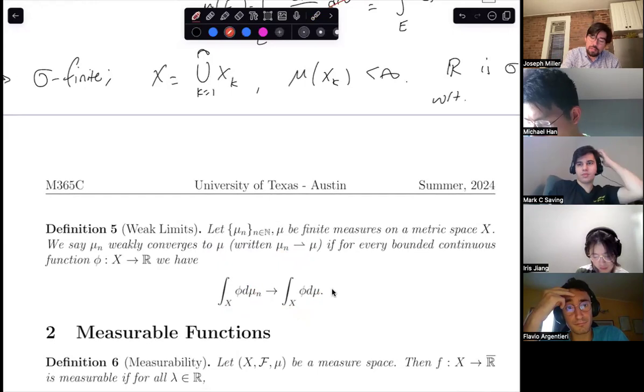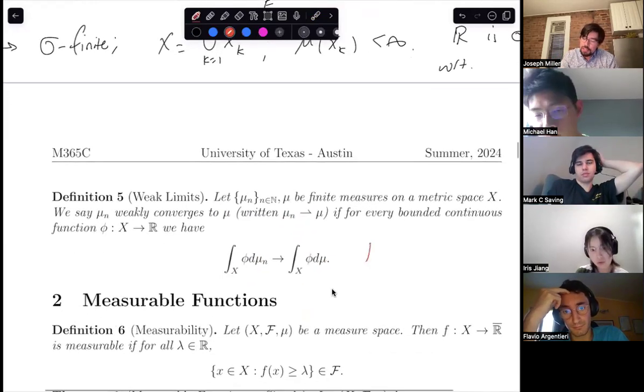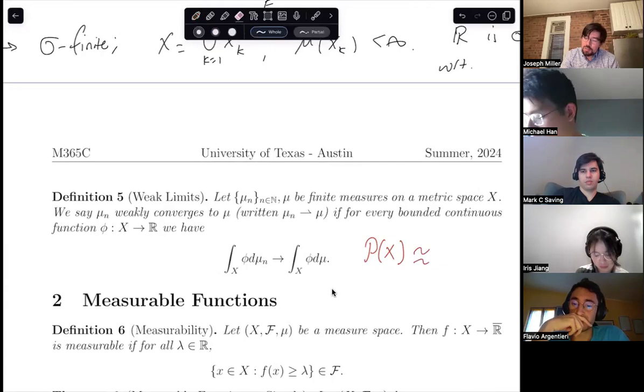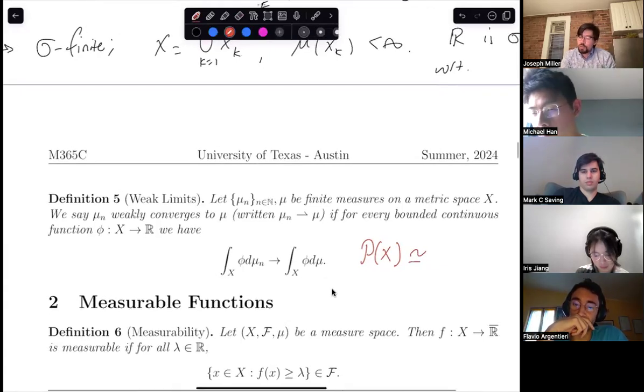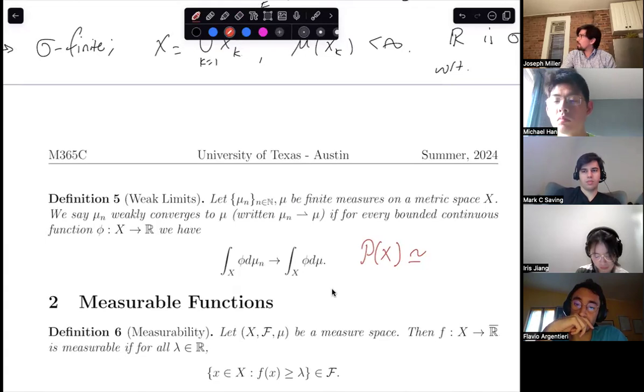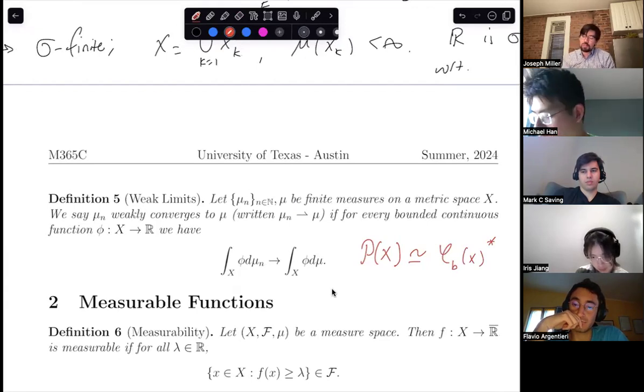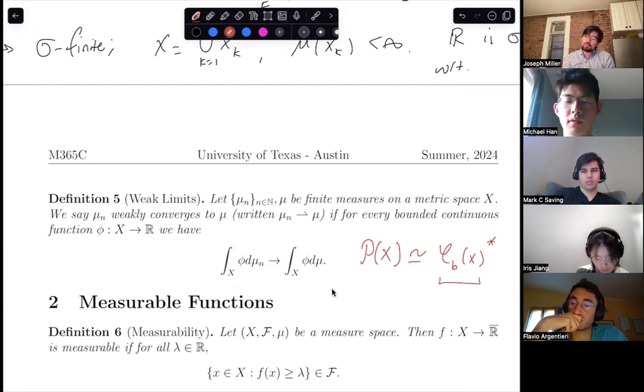If you know a little bit of functional analysis, the reason we call it a weak limit is that the space of probability measures on some finite measure space, some metric space X, is isometrically identified with, is it a metric? Yeah, it's a metric. Continuous bounded functions on X, and I take the dual of it. So if you know some functional analysis, that's why I call it a weak limit. It's because there is a notion of weak limit here, and it gives you a notion of limit there.